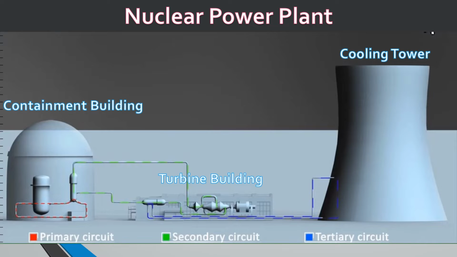And what is flowing in all three circuits? Are they different? Let me answer that question. They all have the same substance flowing in the circuit, and it is water, but they serve different purposes for each circuit. So without further ado, let's look at the first part of the nuclear power plant, which is the containment building.